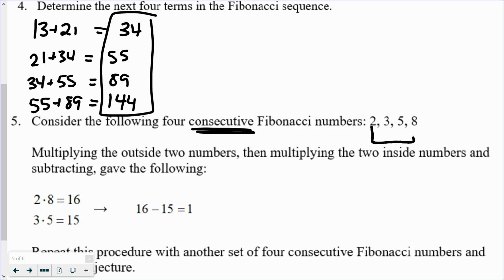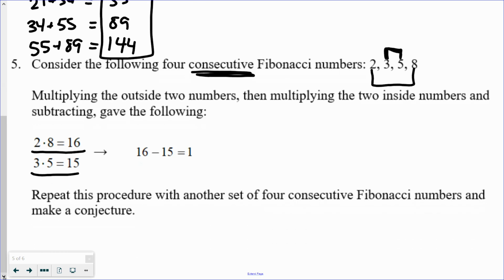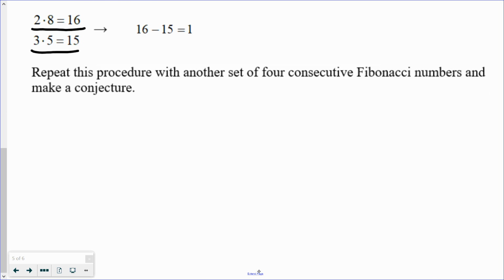So it's saying 2 multiplied by 8 is equal to 16. And then multiply the two inside numbers. 3 times 5 is 15. If I take 16 and subtract 15, I get 1. Oh, okay, sorry. I thought it already gave me a conjecture. It says, repeat this procedure with another set of 4 consecutive Fibonacci numbers and make a conjecture.